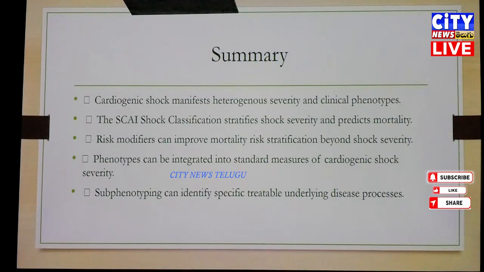So in summary, cardiogenic shock manifests in a heterogeneous severity and several clinical phenotypes. Shock classification stratifies shock severity and predicts the mortality. Risk modifiers can improve the mortality risk stratification beyond severity. Phenotypes can be integrated into standard measures of cardiogenic shock severity, and subphenotyping can identify the specific treatable disease processes. Thank you.